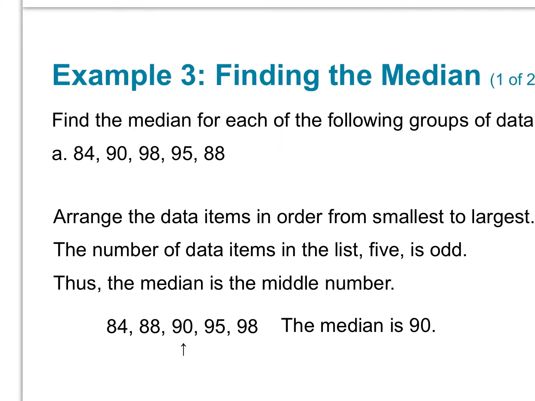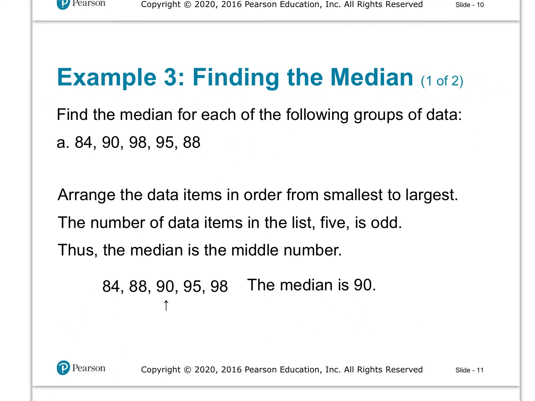All right, so let's look at finding the median. Find the median for each of the following groups of data. So arrange the data items in order from smallest to largest. The number of data items in the list, 5, is odd. So thus the median is the middle number. So you line them up: 84 and in order, then 88, 90, 95, 98. So we're looking at that middle number, which is 90.